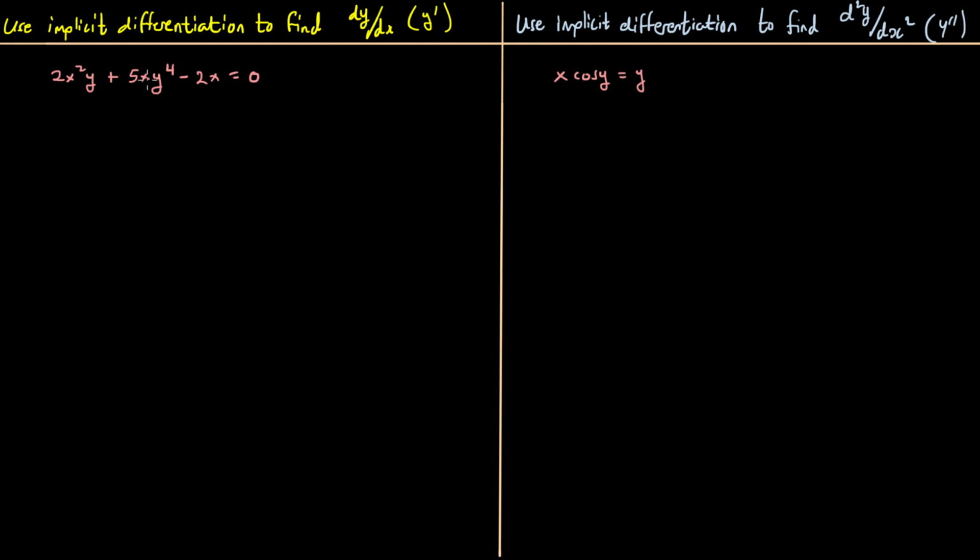So to solve for y prime, the equation that we're going to consider is 2x squared y plus 5xy to the power of 4 minus 2x is equal to, and here I put 0, but this should be a 5. So let me go ahead and change that to a 5. So 2x squared y plus 5xy to the power 4 minus 2x is equal to 5.